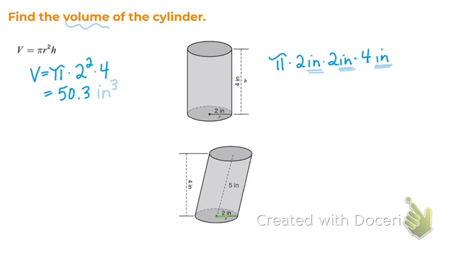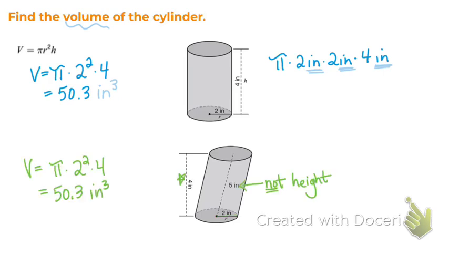So in this case, our height is 4 inches. So when we substitute the radius and the height into the formula, we see the volume is the same. So the volume each of these cylinders can hold is exactly the same, even though they look different. If they have the same height and the same radius, it's the same volume, whether they're standing straight up or if they're slanted.